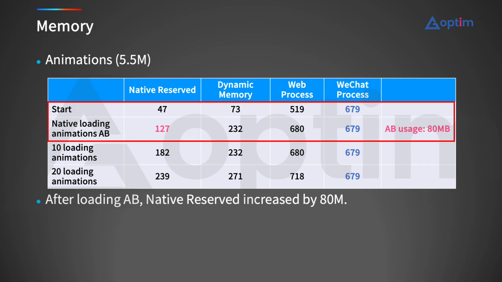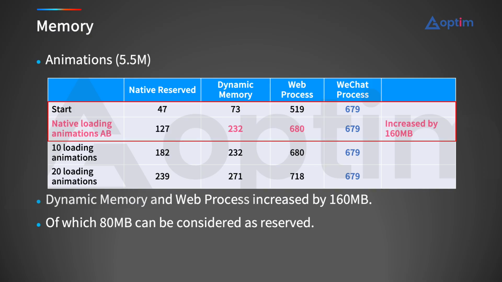Animation resources don't have an RW option. After loading the animation asset bundle, native reserved memory increased by 80 megabytes, while dynamic memory and web process memory both increased by 160 megabytes. The 80 megabytes increase can be attributed to the reserved memory, which allowed space for subsequent resources.